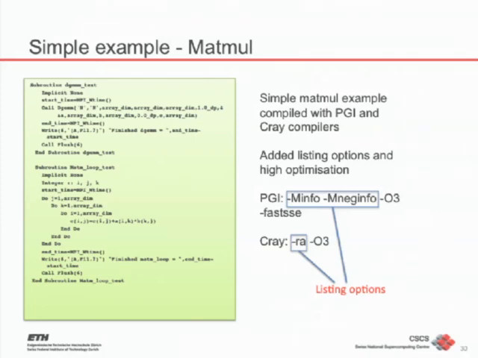So I'm using -O3 -fastsse, -O3, and I've added these extra options. These are listing options. They say, actually tell me what you've done as a compiler. Don't just give me the executable back. Give me that little bit of extra information. I'm not going to go into what PGI does because it doesn't do anything exciting. But we'll have a look at what Cray does because it does something that's a little clever.